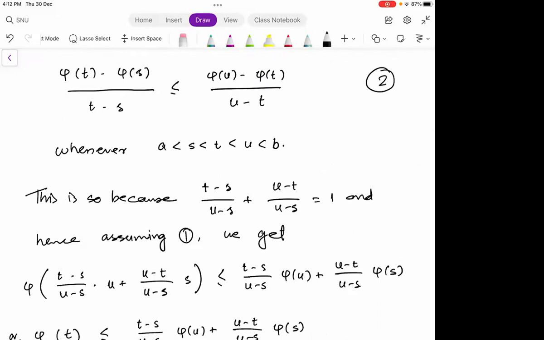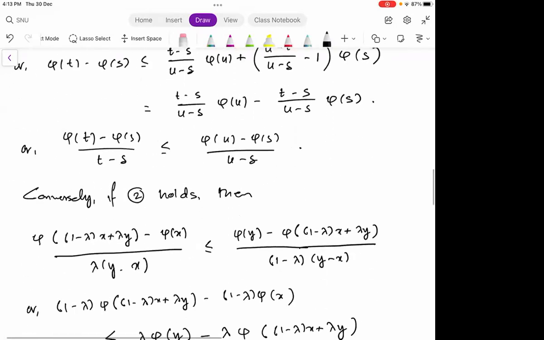Well, phi is differentiable. So this phi T minus phi S by T minus S is some phi prime of, say, P between S and T. And the right-hand side is phi prime of some point between T and U. S less than T less than U. So the first point is less than or equal to the second point, and the derivative is increasing. So you are done.